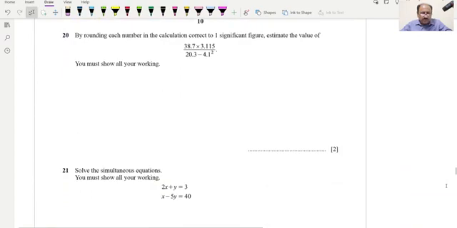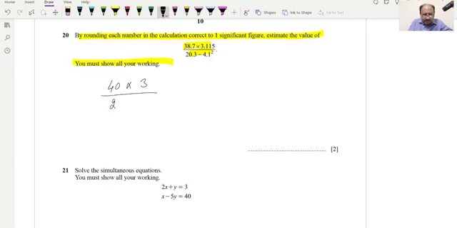Next is question number 21. By rounding each number in the calculation correct to one significant figure, estimate the value of this one, and you must show all your working. So 38 will be rounded to 40, 3.115 will be rounded to 3, and in the denominator 20.3 will be rounded to 20, and minus 4.1 squared will be rounded to 4 squared. This will be equal to 40 times 3, which is 120, divided by 20 minus 4 squared, which is 16, so 20 minus 16 will be 4, and this will be equal to 30.